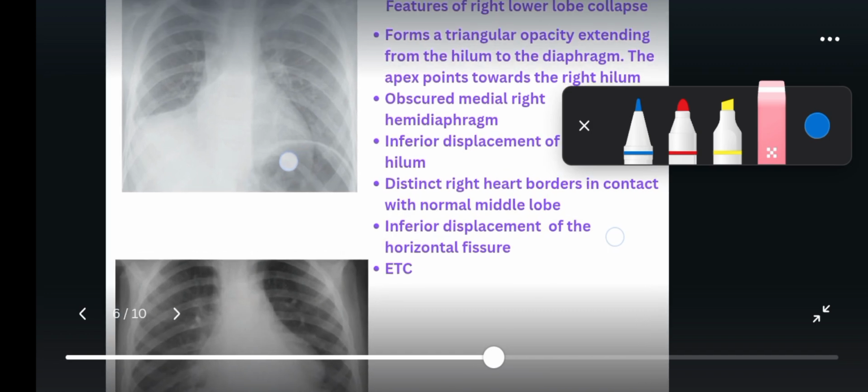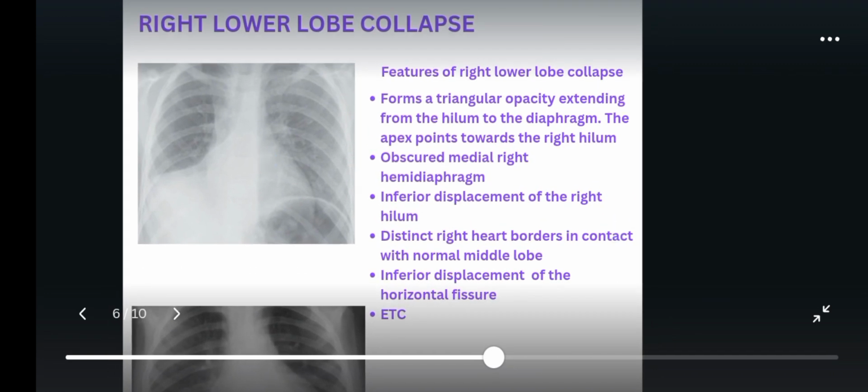Then the next is right lower lobe collapse. We'll look at the features first. What are the things we see in the right lower lobe? The features of right lower lobe collapse. You see a triangular opacity extending from the hilum to the diaphragm. The apex points towards the right hilum. We'll see that in a moment. Obscured medial right diaphragm. The diaphragm will not be clear, but that is the medial aspect. An inferior displacement of the right hilum, because it will be pulled towards the lower lobe.